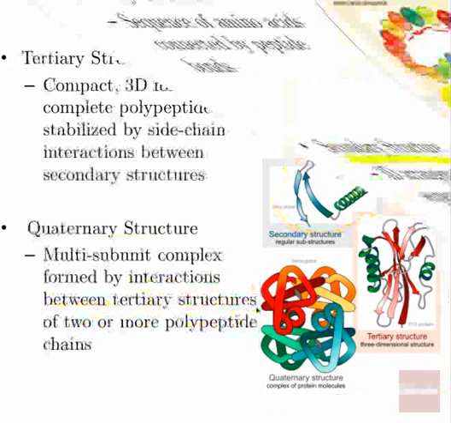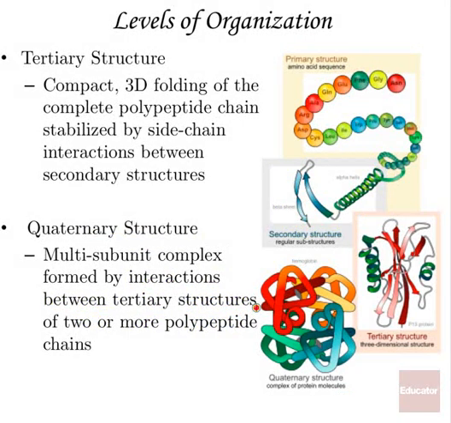The next higher order level of structure, we call tertiary structure. Tertiary structure is the overall 3D structure of the protein. So if we look here, we're now looking at this part. That's just a 3D structure, and it's stabilized by side chain interactions between our secondary structures as well.